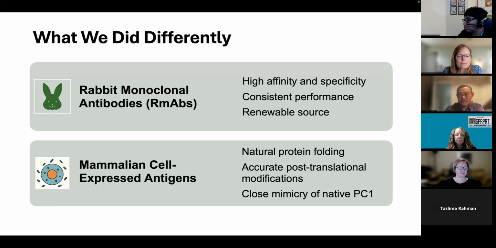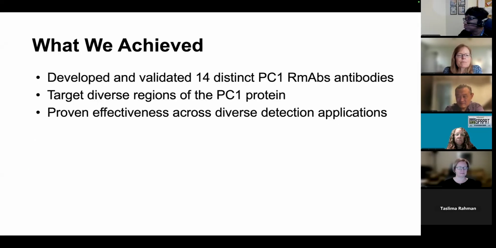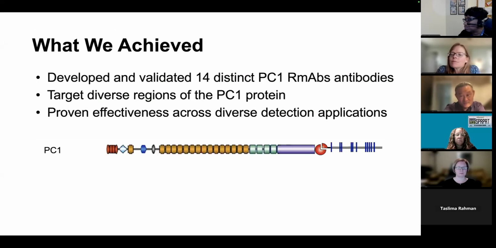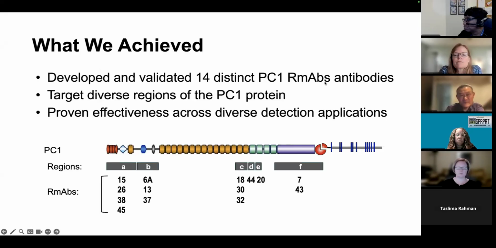Now, to make a long story short, I'm not going to go into specific steps, but basically this is what I achieved using these two strategies combined. Okay, now this is polycystin 1. This is a diagram showing each domain, each region of the protein, and this is PC1. Using this technology, we developed and validated 14 distinct PKD1 rabbit monoclonal antibodies. RMMA is a short form for rabbit monoclonal antibody. We actually made 14 of them, and they are directed to diverse, different regions within PKD1.